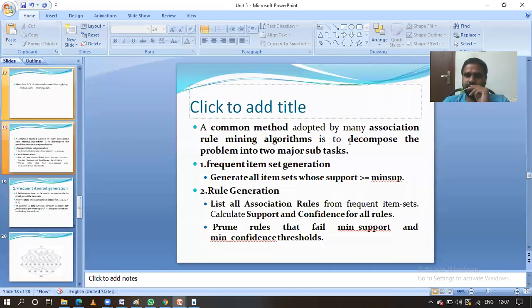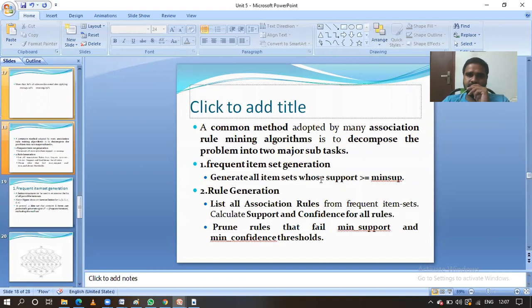In the first step, we are going to find out the frequent items that are generated. The items that are frequently purchased, we are going to find out in the frequent item set generation. We are going to perform that by applying the rule that the support is greater than or equal to minimum support. Based on that only we are going to reduce this.